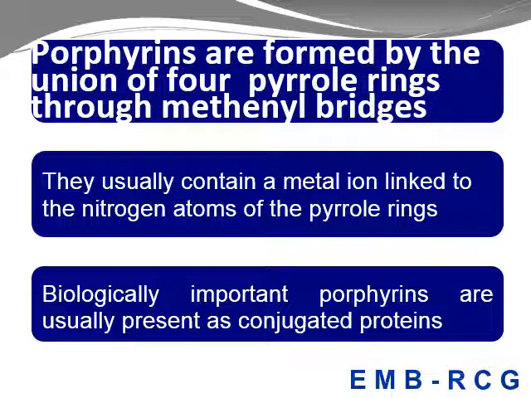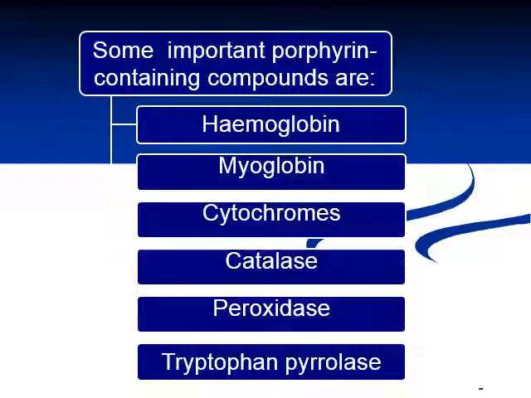The biologically important porphyrins exist as conjugated proteins. They are present usually as conjugated proteins, and these basically include hemoglobin, myoglobin, cytochromes, catalase, peroxidase, and tryptophan pyrrolase. So basically, porphyrin will be formed by 4 pyrrole rings which are joined together with the help of methenyl bridges. Okay, now let's see some details about this.